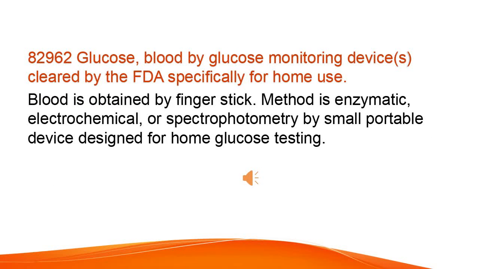Glucose, blood by glucose monitoring device, cleared by the FDA specifically for home use. Blood is obtained by finger stick. Method is enzymatic, electrochemical, or spectrophotometry by small portable device designed for home glucose testing.